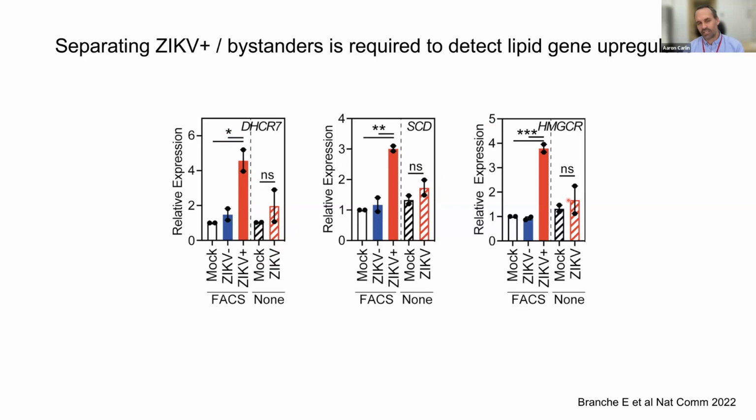So this is a case in which sorting and separating the infected from the uninfected cells is critically important to being able to identify this regulatory program. Otherwise, it would have been lost, because many of the negative cells are not upregulating this program. And so this again shows the importance of our approach.